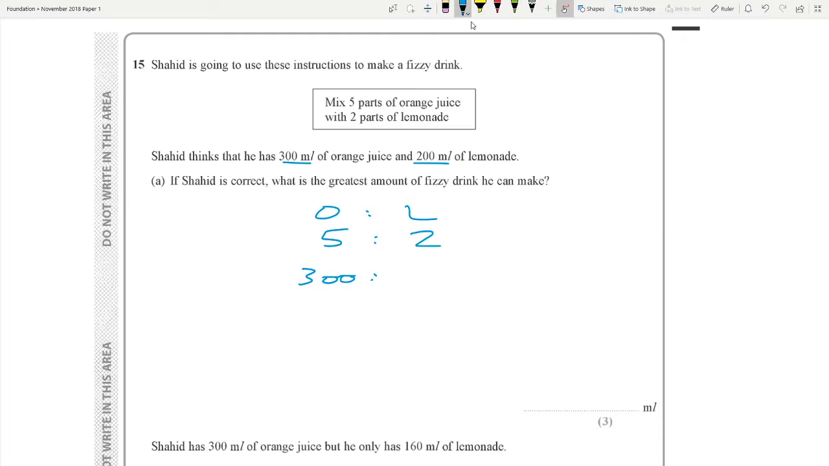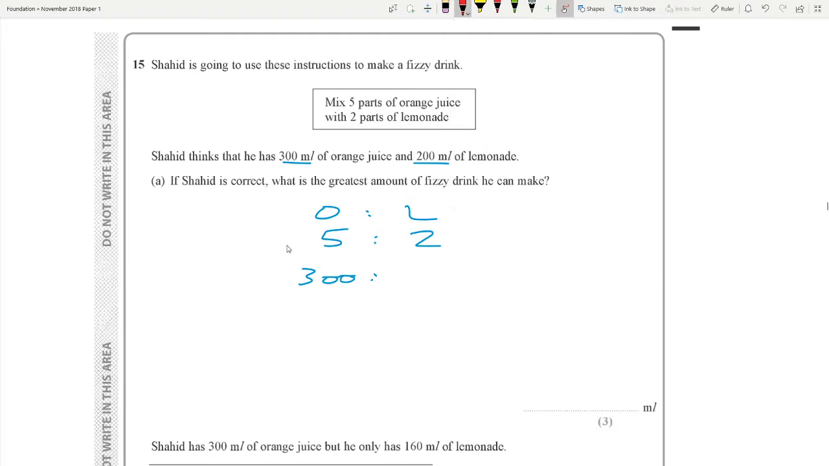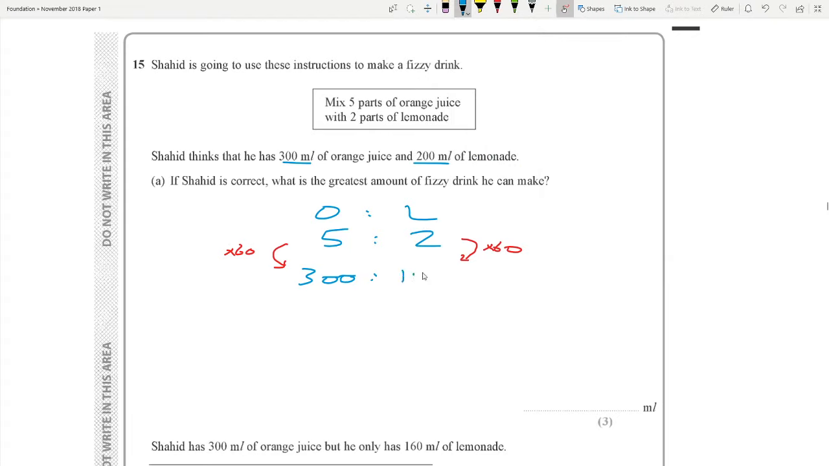So to do this question, all we need to do is look at what you times 5 by to get to 300. We'll do the inverse. 300 divided by 5. So 30 divided by 5 is 6, and then add a 0. So therefore you have to do the same thing to this side as well. Times this side by 60. So we're going to do 2 times 60. Well, 2 times 6 is 12. Add a 0, 120 milliliters.